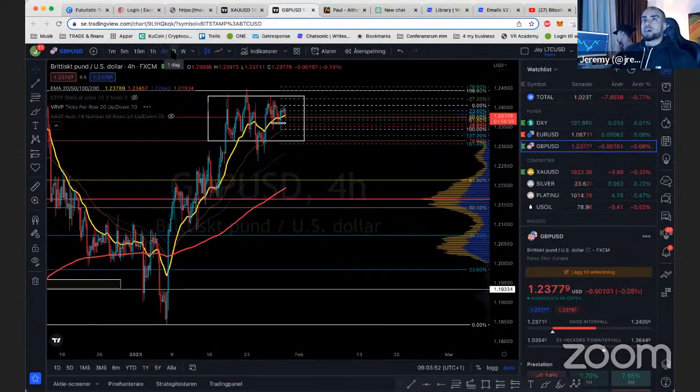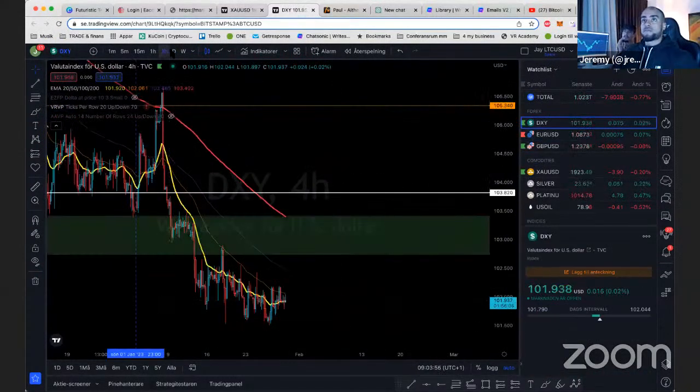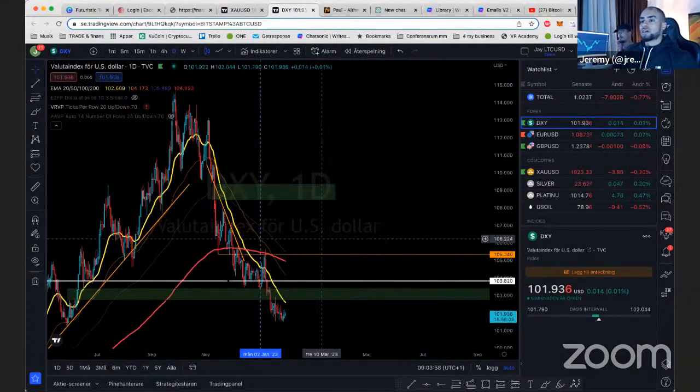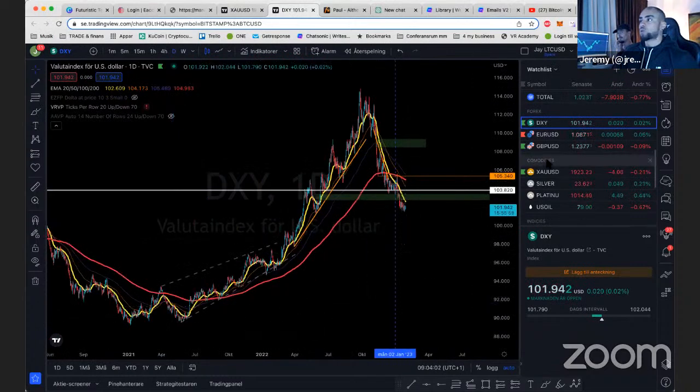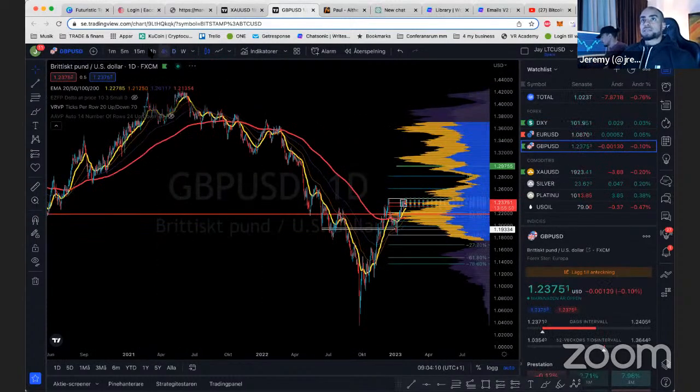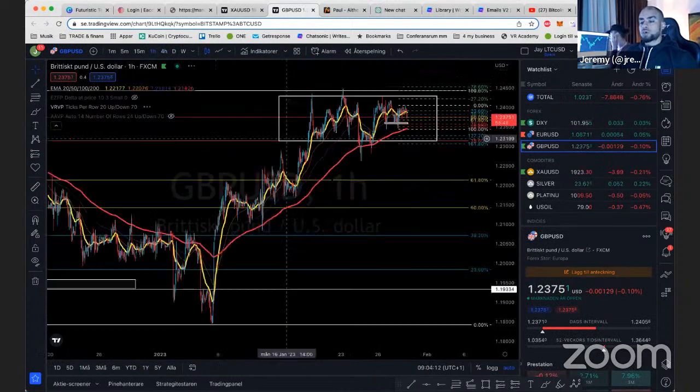Especially considering that the dollar might drop even further. So basically, all pairs that are paired against the dollar will go up, including gold. We'll look at gold very soon. I just want to finish this analysis on GBP USD.